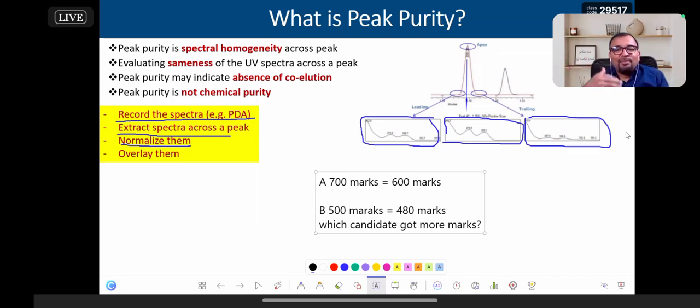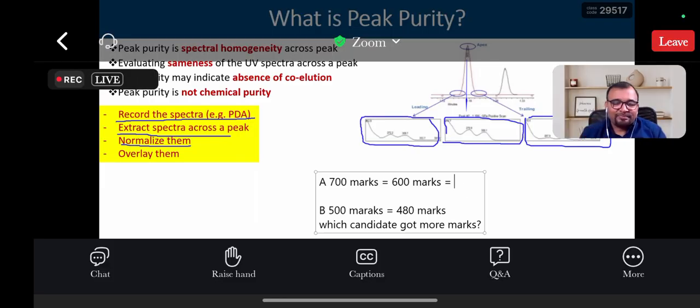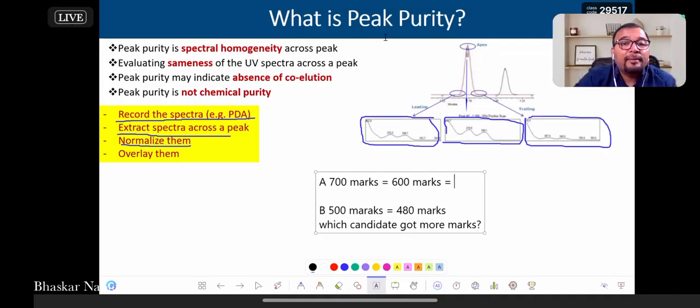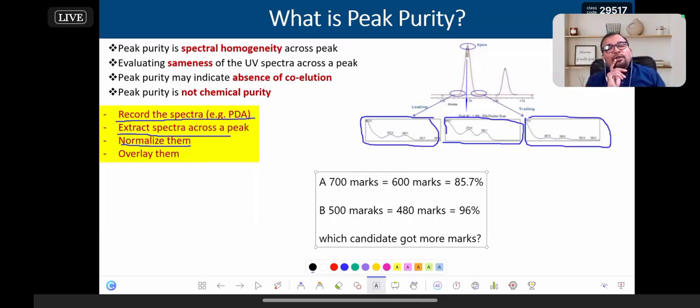But look at the percent terms. 600 out of 700, how much is the percent you got here? Can anyone calculate and let me know quickly? 85.7%. Thank you so much, Ritu. And how much is the percent candidate B got? 96%. Now, this is called normalization. You understand the normalization? Now can you easily compare which candidate has got more marks? Candidate B has got more marks. This is simply the definition of normalization.